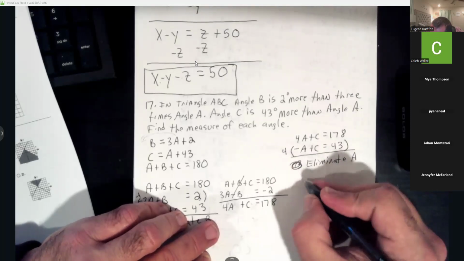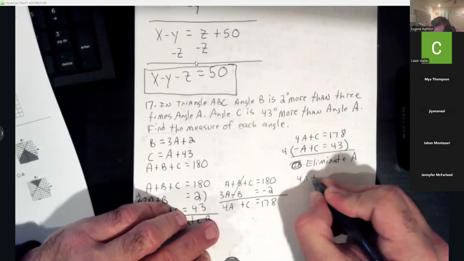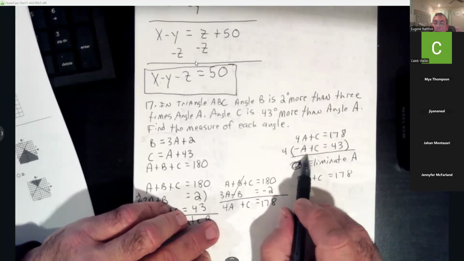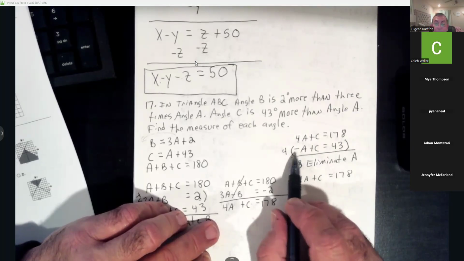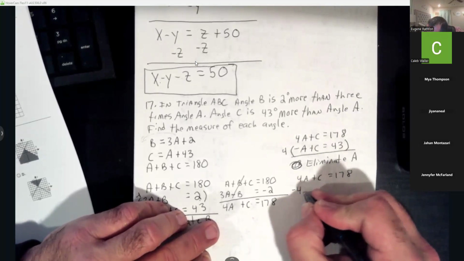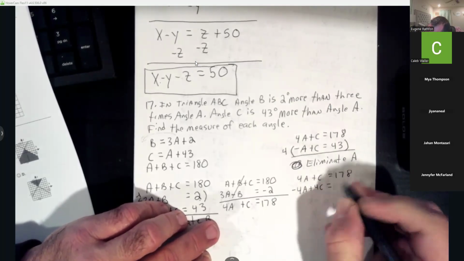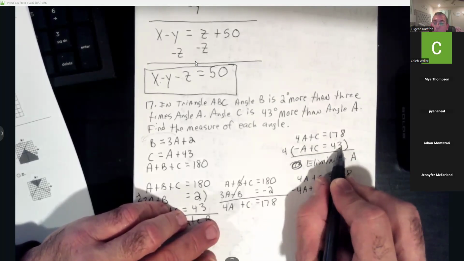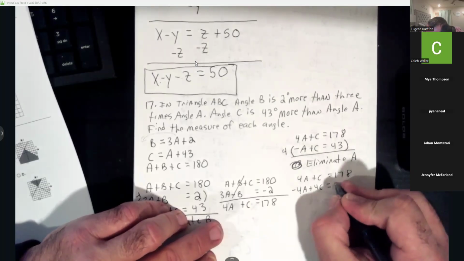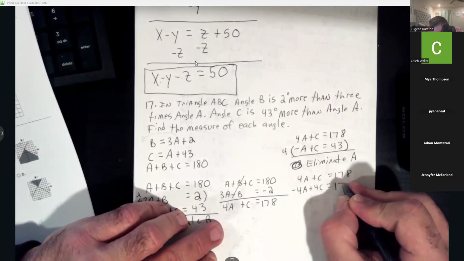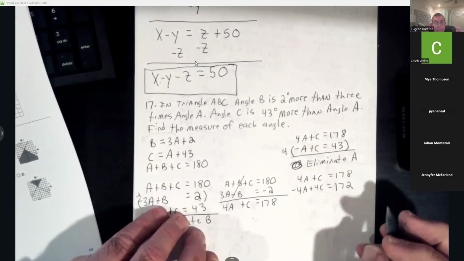So y'all, the first equation stays the same. 4A plus C equals 178. Multiplying this one by 4, you get a negative 4A. 4 times C is a 4C. 4 times 43, that's 160 and 12. So I'm getting what, 172?